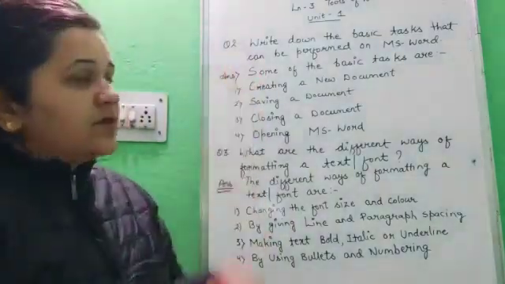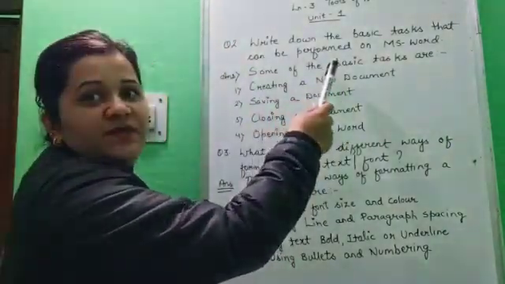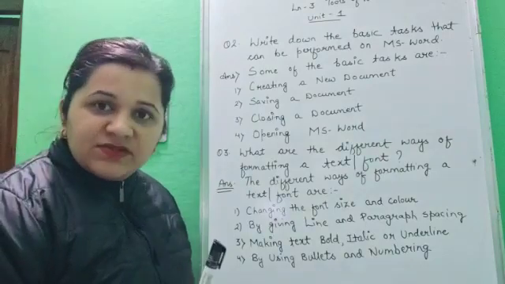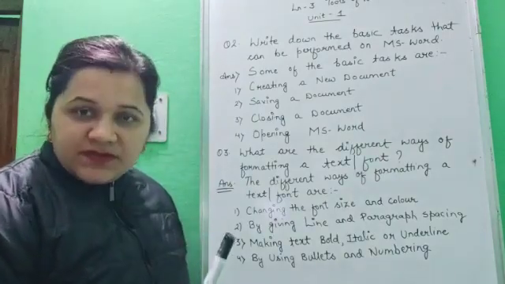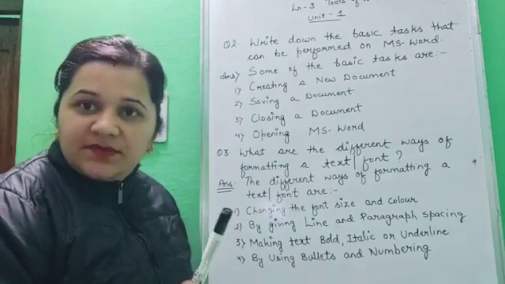Now here comes question number 2. Write down the basic tasks that can be performed on MS Word. Now children, whenever we open MS Word, it is word processor software. With the help of MS Word, we can type text on it.